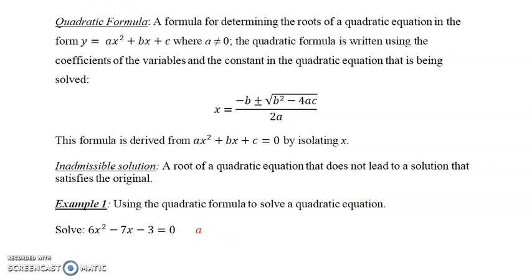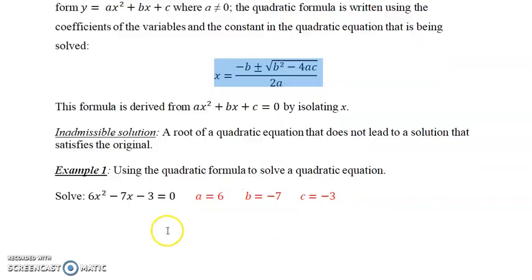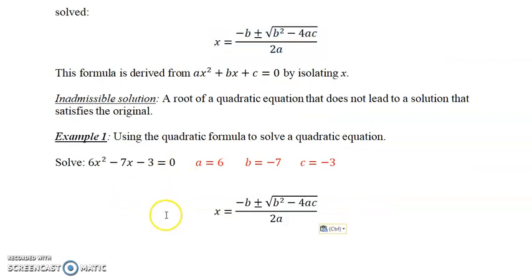All right. So just to make sure we have an understanding, the a value is going to be 6. The b value is not just 7. You have to take the sign to the immediate left, so it's -7. And c is equal to not 3, but -3. Take the sign to the immediate left. And those are the letters that are going to go into your quadratic formula.